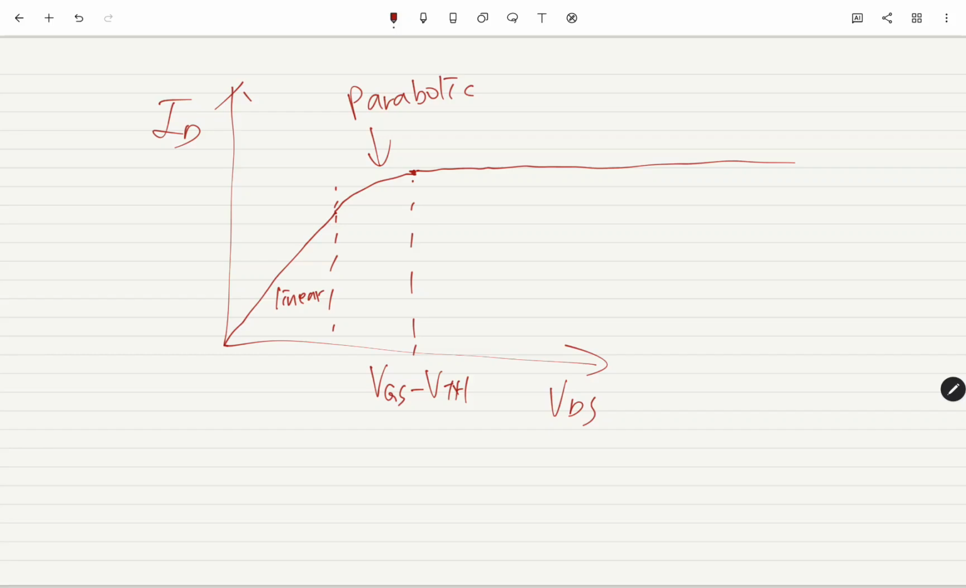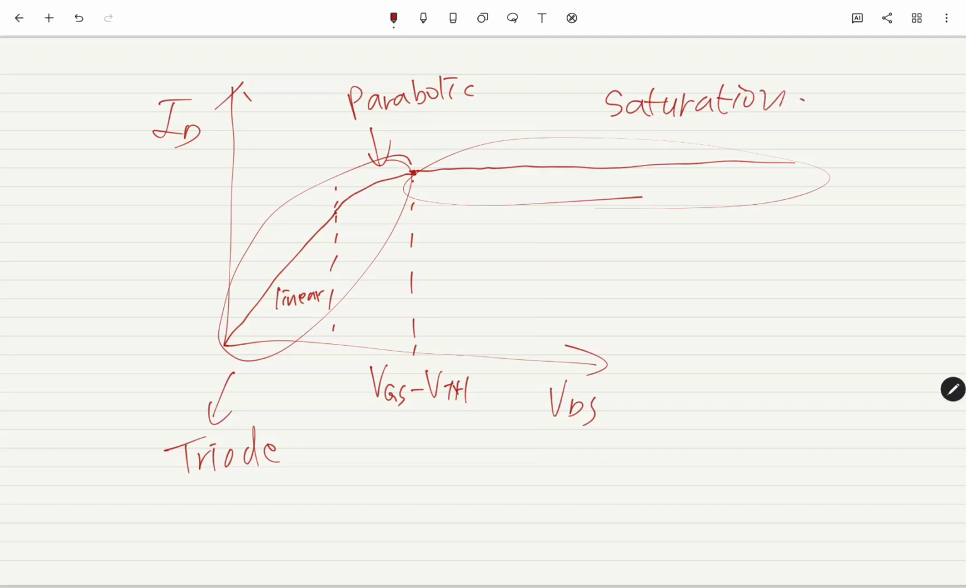Something like I_C versus VCE, right? Very, very similar. So we call this region triode. Here we say saturation. Why do we say saturation? Because the current has been saturated. Therefore, the current behavior shows constant. That's why we say saturation. Okay? Sounds good, right?